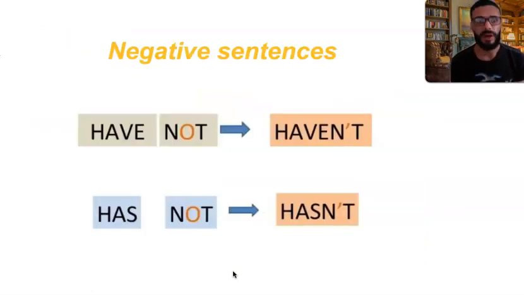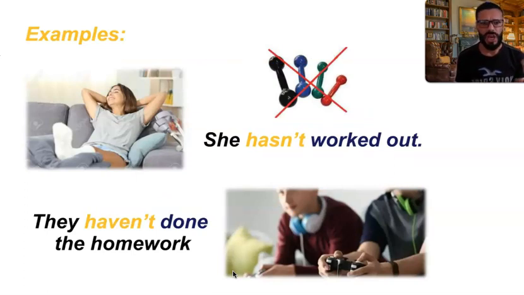Negative sentences. How to form the negative sentences? Well, we simply put the word not in front of the main verb have. So, if I say have not, the contraction becomes haven't. If I say has not, the contraction becomes hasn't. Examples. She hasn't walked out. She has not walked out. That's the meaning of the sentence. In contraction, we pronounce hasn't. They haven't done the homework. It means they have not done the homework. Contraction, haven't. Have plus not.